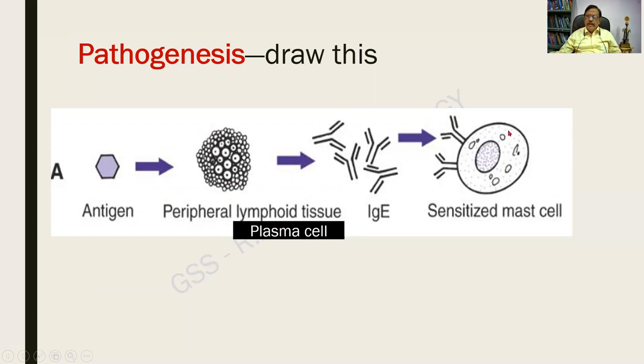These antibodies go and get attached to a cell called the mast cell. So you find that this is the antibody that is getting attached to the mast cell. This is called sensitization. Now the mast cell is sensitized. This is the first step. Please follow it. I have put it specifically isolated.